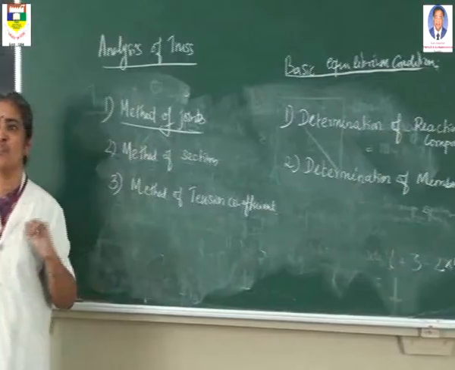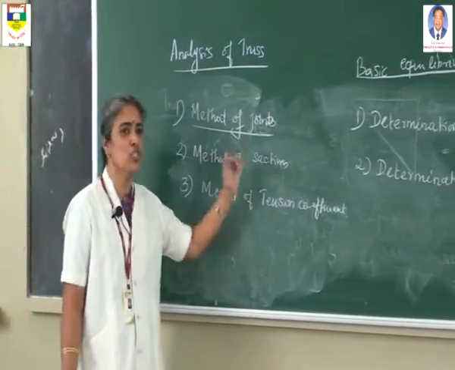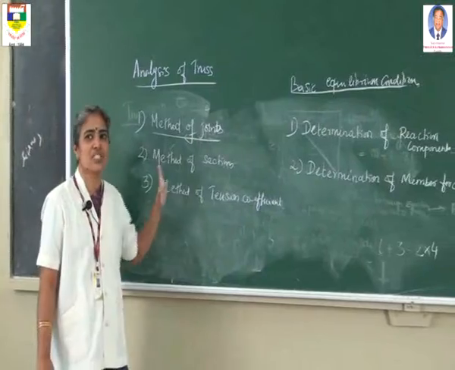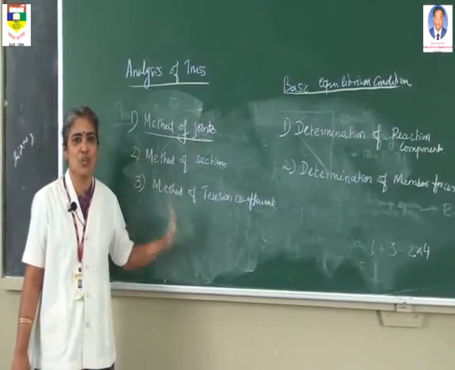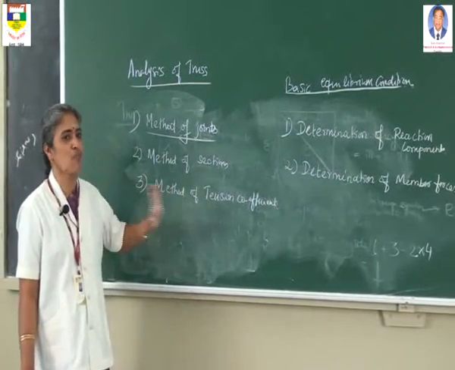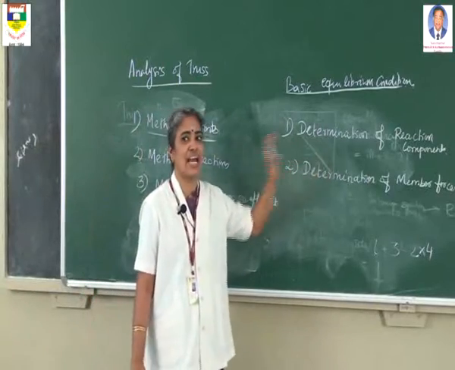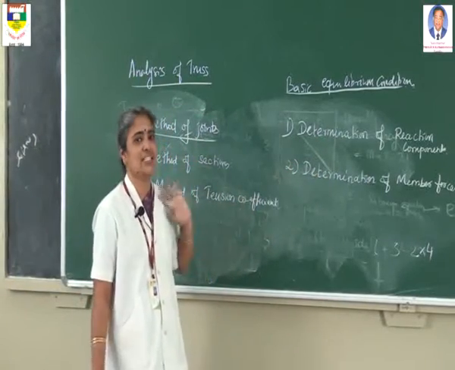In the determination of reaction components, we have to use the equilibrium conditions that I have already discussed: summation of forces in the x direction is 0, summation of forces in the y direction is 0, and summation of moment in the z direction is 0. We are using those three equilibrium equations to calculate the reaction components.